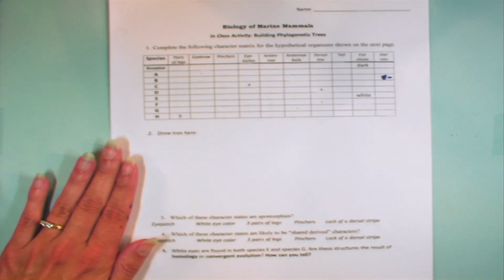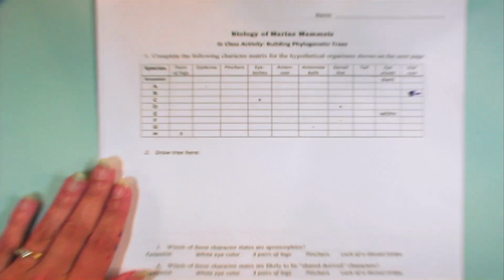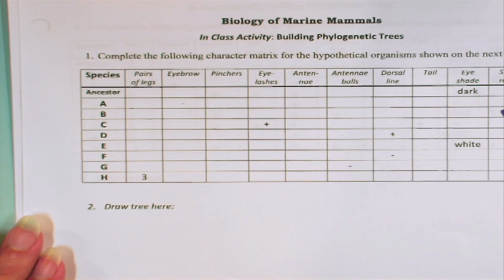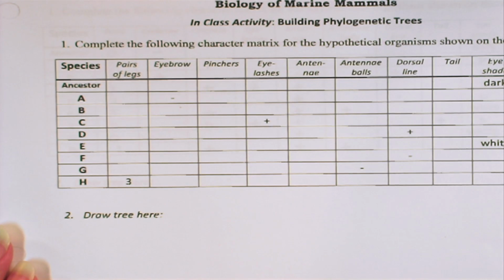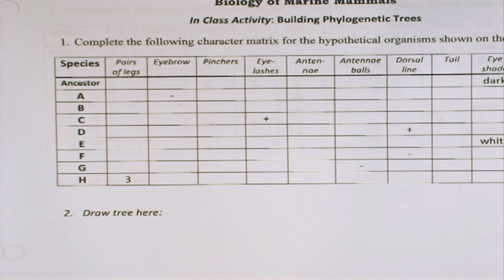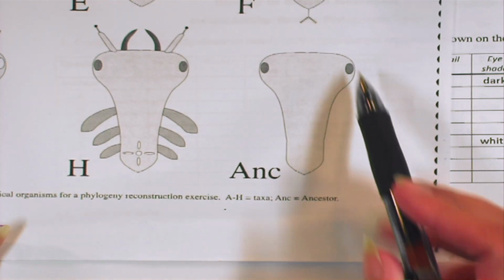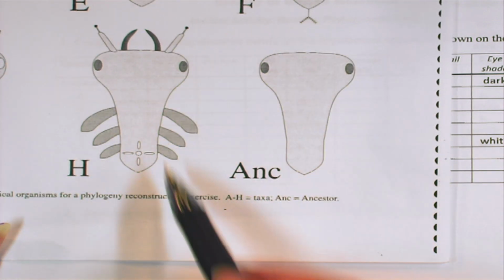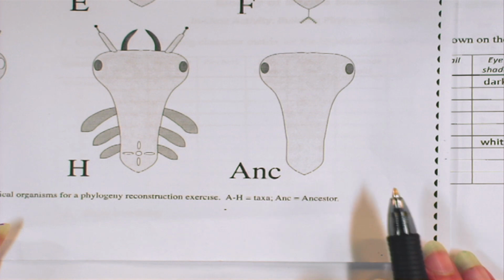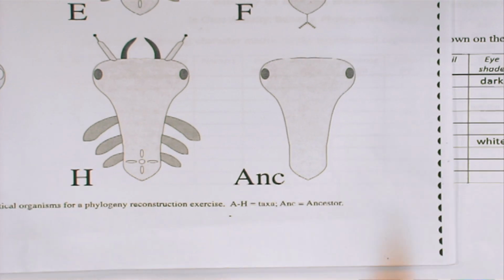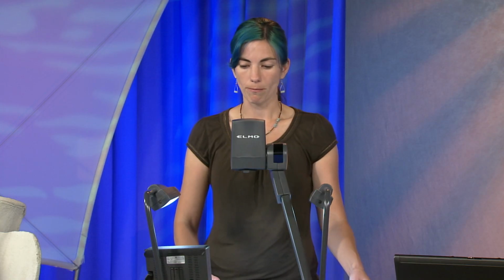On the other sheet here, we have a basic character matrix that goes through some of the differences between those 9 organisms. If you take a good look at the original paper, as shown here, you'll see that we've already outlined who the ancestor is. So let's go through some of these and see if we can figure out how to map the character matrix.